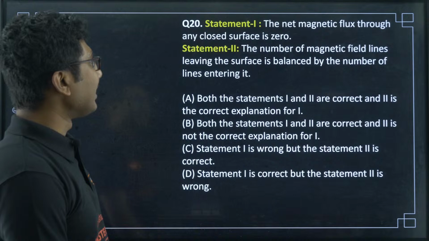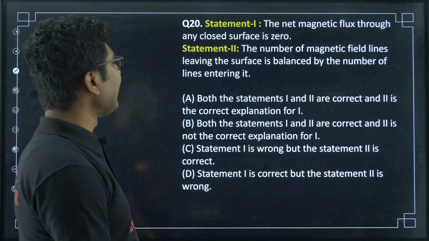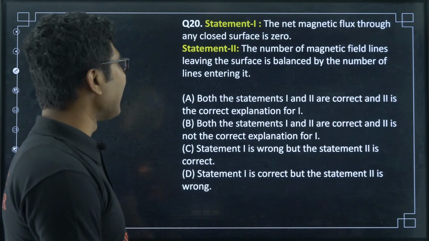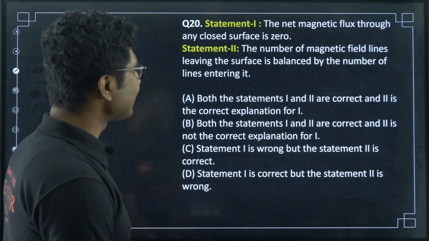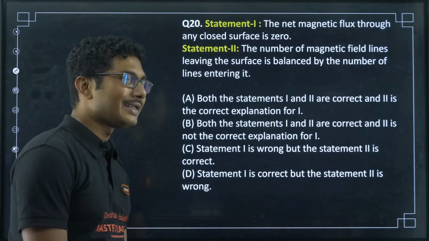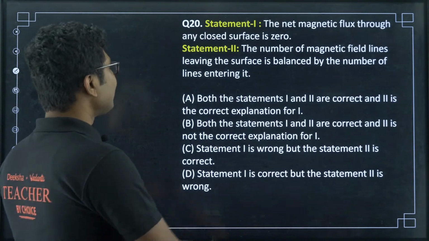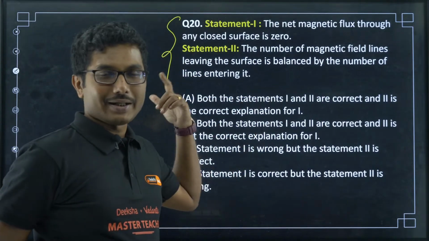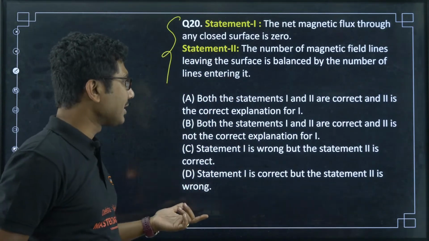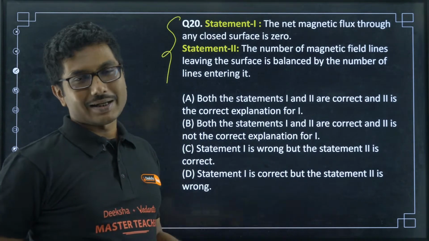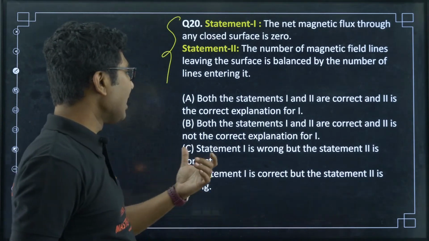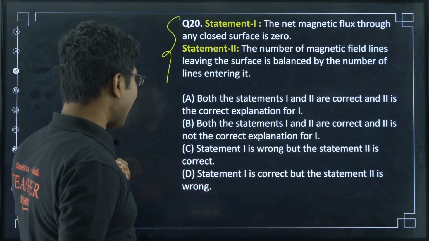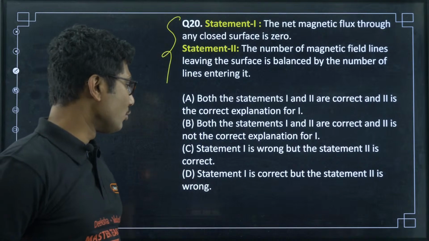Statement number 1, the net magnetic flux through any closed surface is 0. The number of magnetic field lines leaving a surface is balanced by the number of lines entering it. So these are the two statements, and the options are as usual. In A, both are correct and 2 is the correct explanation. B, both are correct but not the correct explanation. C, both are wrong. D, 1 is correct, 2 is wrong.